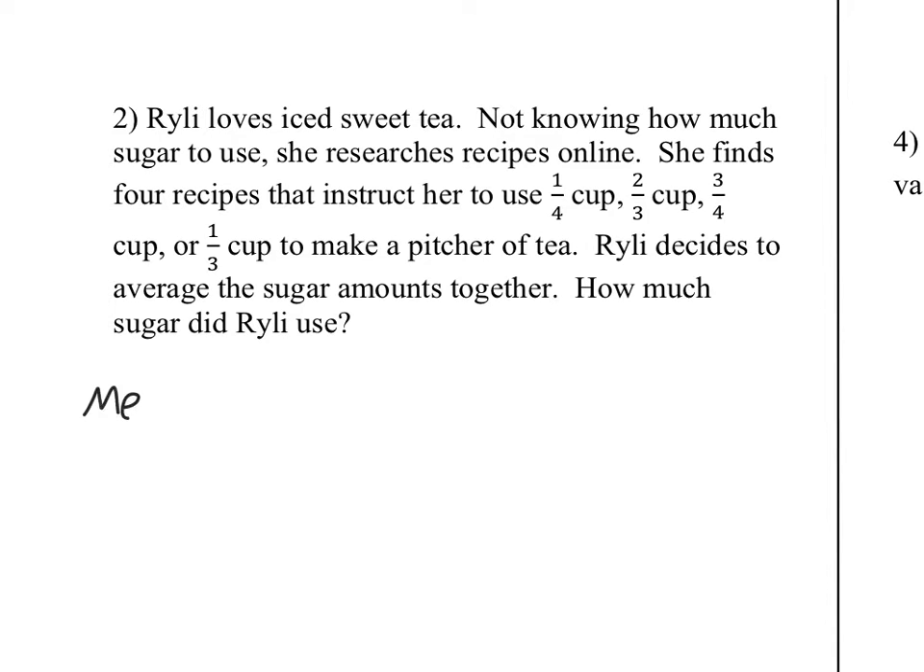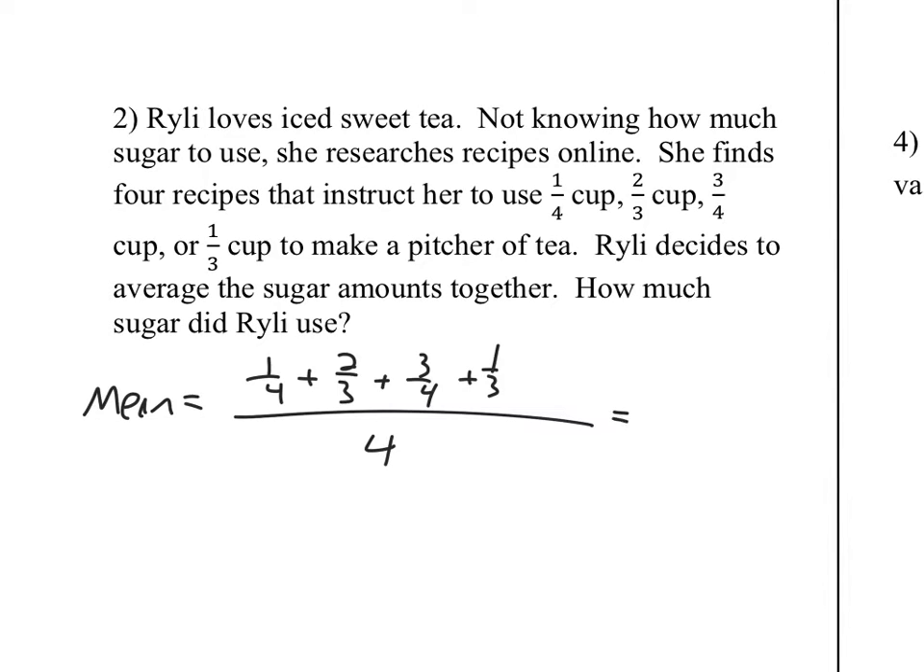Well, to find the mean, I'm going to add up all the numbers and divide by how many numbers that we have. We have 4 of those numbers. So use your calculator to add up these top numbers: 1/4, 2/3, 3/4, and 1/3. You will find that that sums to 2. And then 2 divided by 4 is going to be 1/2, or 0.50 cups of sugar. So she should be using 1/2 a cup of sugar if she wants to do the average amount.